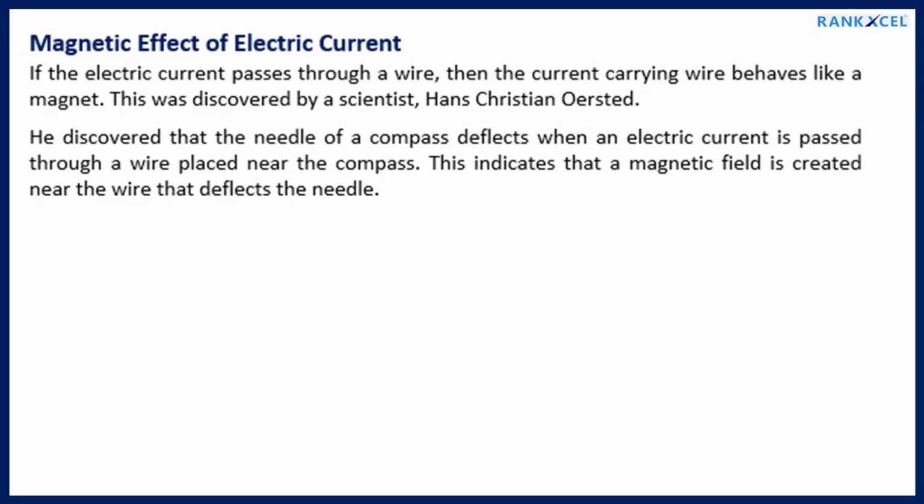Magnetic effect of electric current. If electric current passes through a wire, then the current-carrying wire behaves like a magnet. This was discovered by a scientist, Hans Christian Ørsted. He discovered that the needle of a compass deflects when an electric current is passed through a wire placed near the compass. This indicates that a magnetic field is created near the wire that deflects the needle.